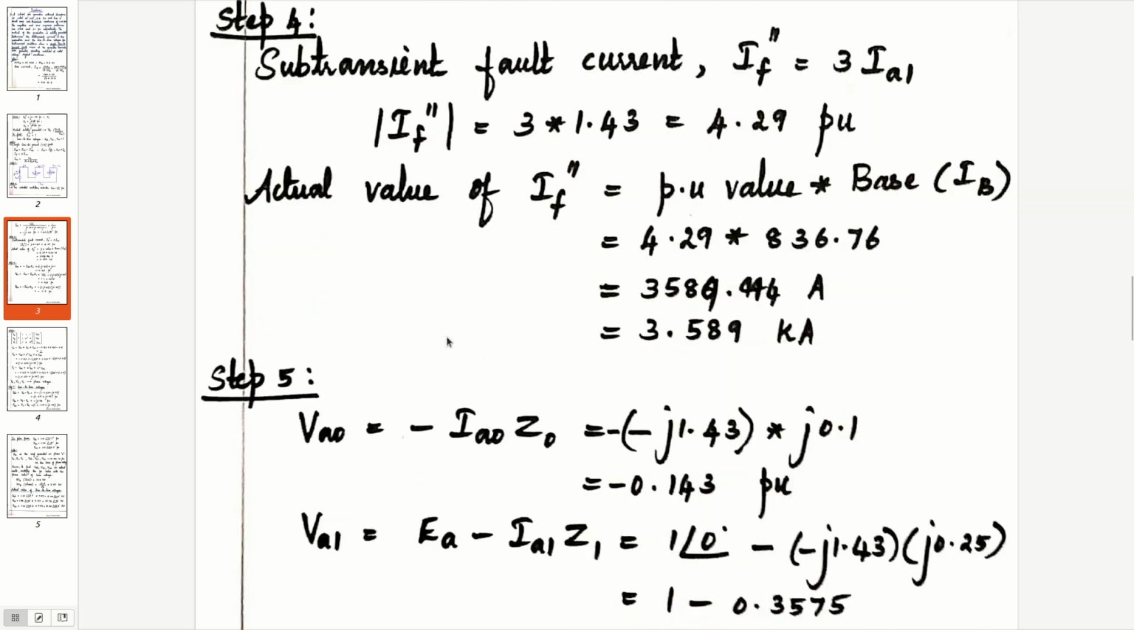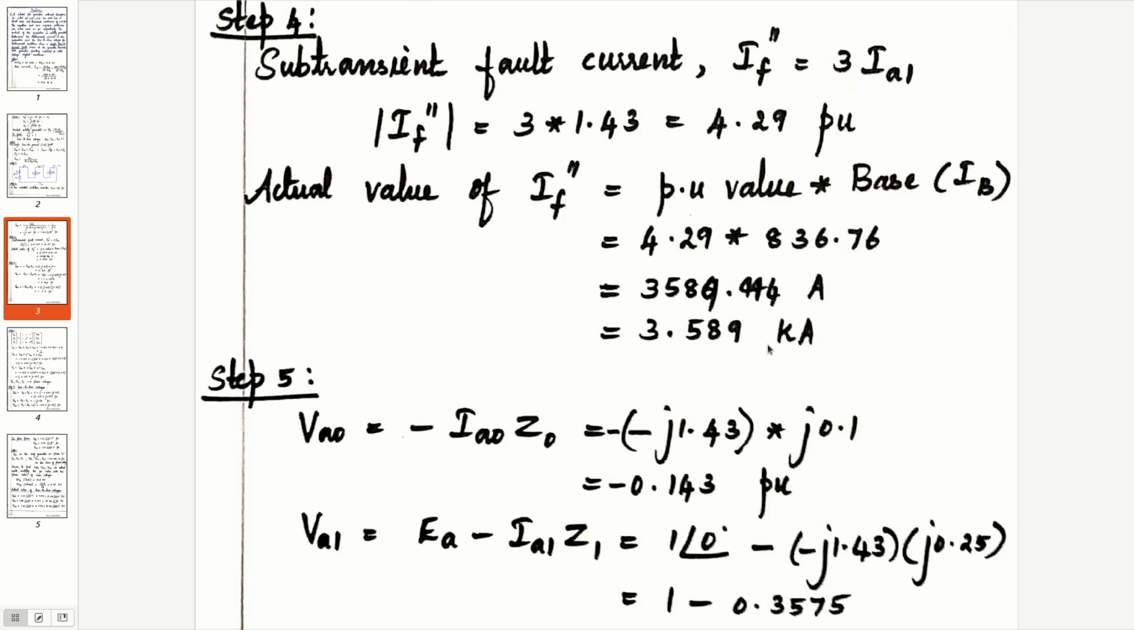per unit. Now to convert this per unit value into actual units, we multiply the per unit value of fault current by the base value of fault current, which we calculated in the beginning. So we got the actual value of fault current during subtransient condition as 3.589 kiloamperes. The next step is to calculate the sequence components of voltages.